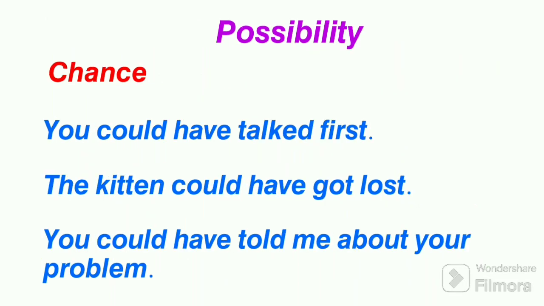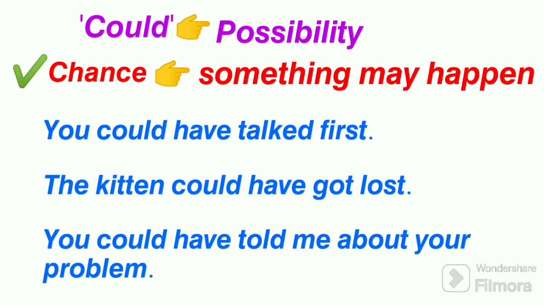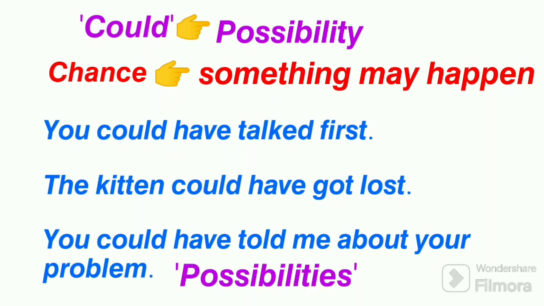The modal verb could can also be used to express some possibility. By possibility, we mean the chance that something may happen. Examples, you could have talked first. The kitten could have got lost. You could have told me about your problem. All these three sentences represent different kinds of possibilities, each related to a particular action.